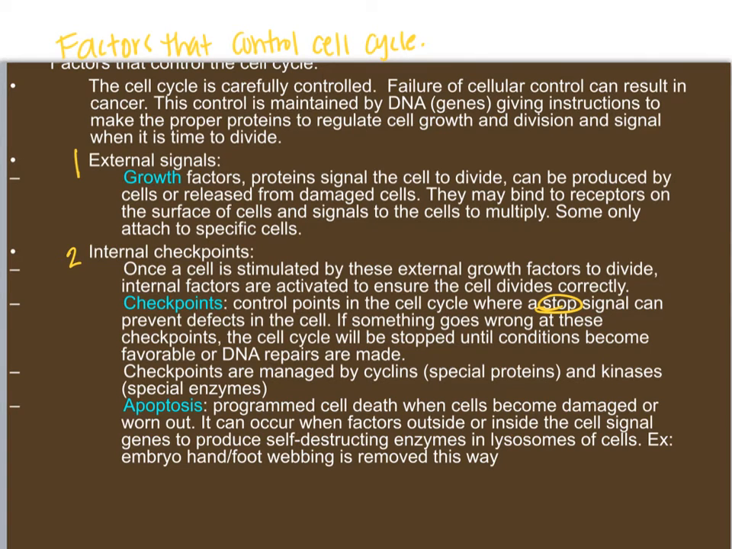Checkpoints are made by these special proteins called cyclins and kinases. Those are enzymes, which of course enzymes are proteins. Now apoptosis can occur. Apoptosis, if you recall, is programmed cell death. This happens when cells become damaged or worn out, and it can also occur if the cell signals a gene to produce the digestive enzymes in the lysosomes. Basically, in the cells, the lysosomes will all burst at the same time for apoptosis to occur. This is what can happen in an embryo, so that they don't have webbed feet. We've talked about that before when we discussed lysosomes. But this can also happen if the cell is going through a checkpoint and it cannot repair the problem.